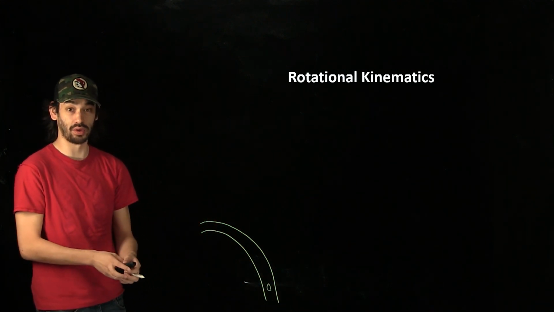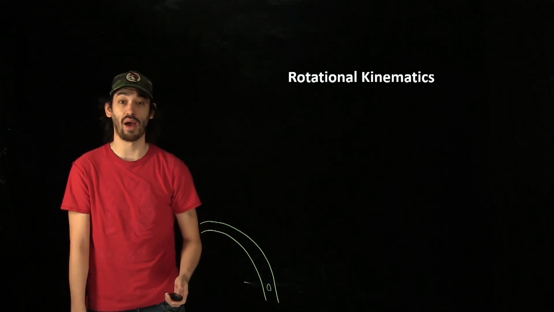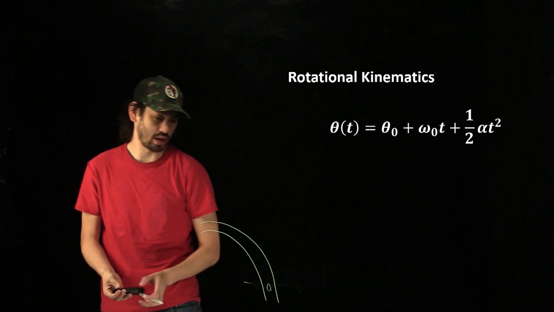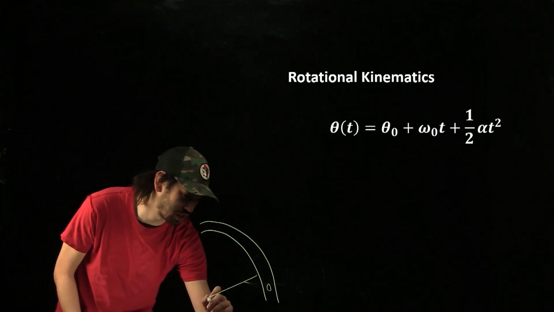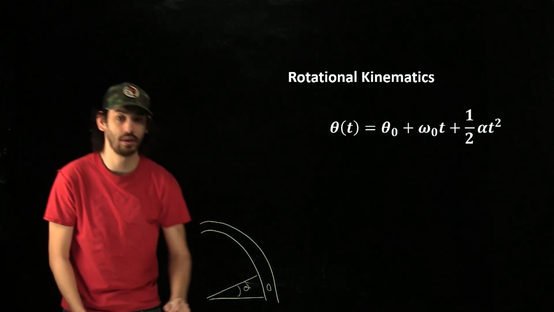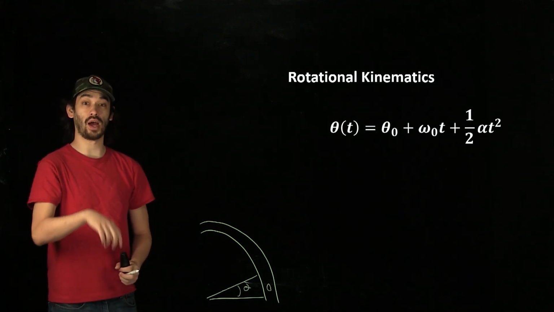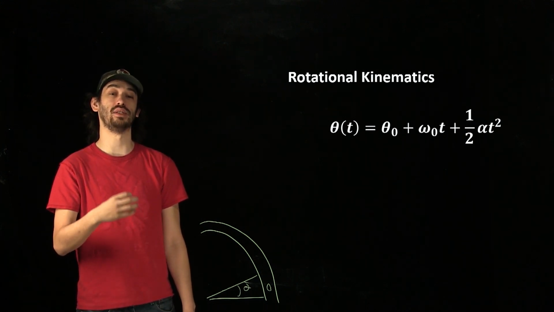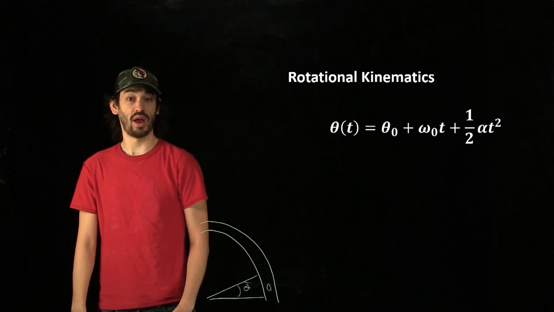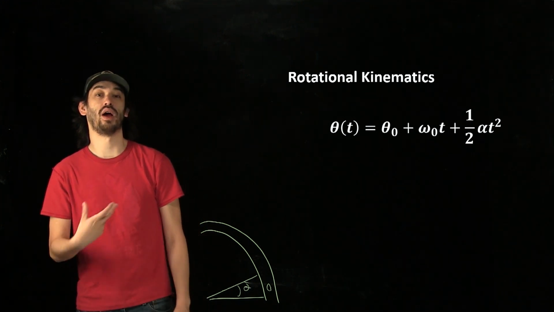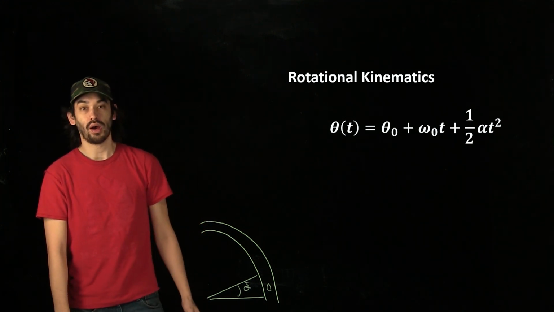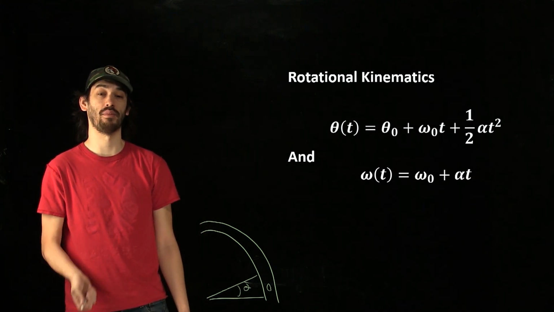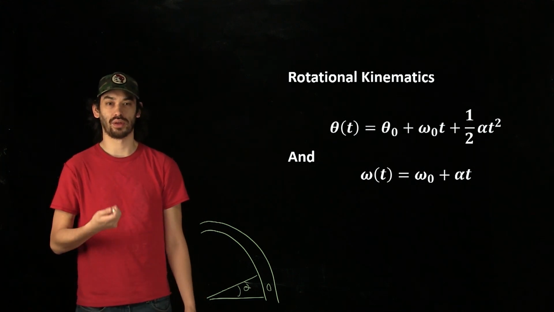And we have some similar equations that we can use to describe that motion. And so the first equation says that theta as a function of time, where theta is the angle represented by this right here, is going to be equal to theta naught, the initial angle, plus omega naught times t, where omega is the angular velocity, plus 1/2 alpha times t squared, where alpha is the angular acceleration. We also have an equation for the angular velocity, and so the angular velocity as a function of time is equal to omega naught plus alpha times t.